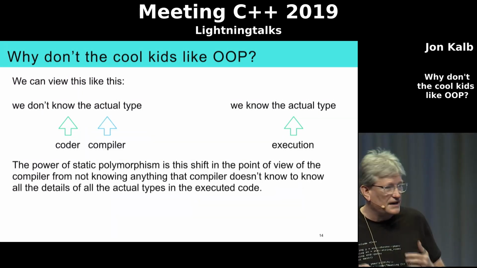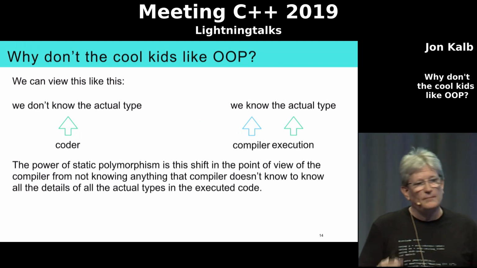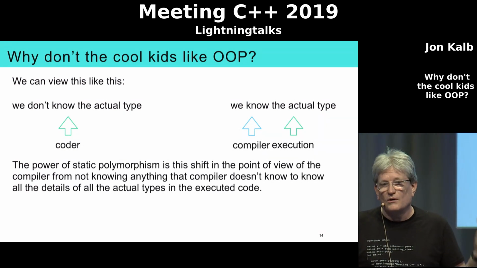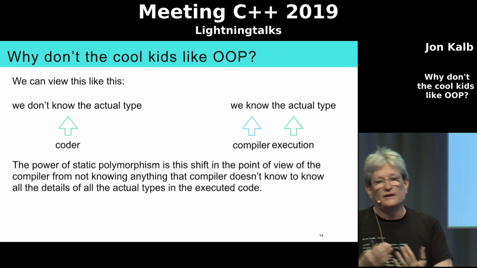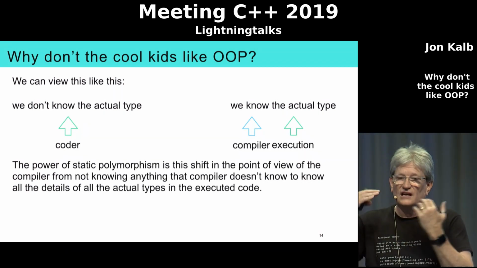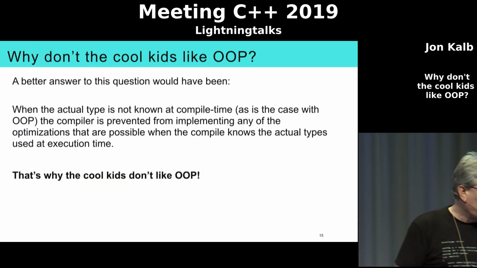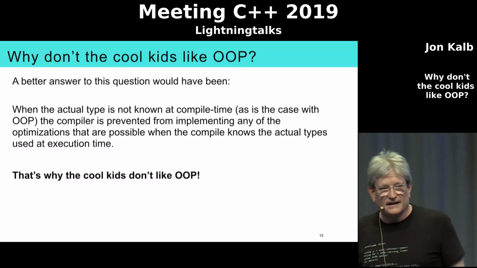So essentially what we've done is we've shifted the compiler from not knowing what we're trying to work with to knowing what we're trying to work with. And that unlocks all sorts of optimizations. And that is why the cool kids don't like object-oriented programming.